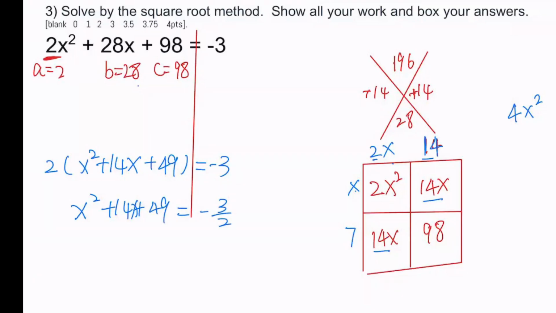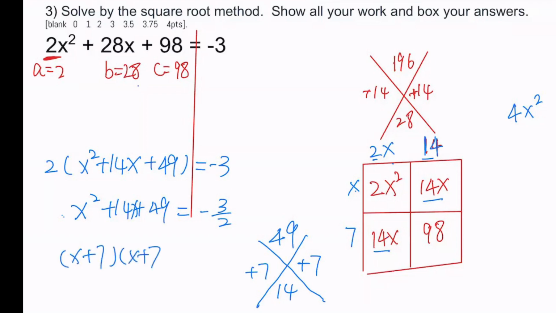Okay, and then we just need to do the x here, because it's 49 and this is 14, right? So we know it's a positive 7 and 7. And since the a value here is 1, we don't need to do the box. So this is x plus 7 times x plus 7 is equal to -3 over 2. And then it's just the same step as what we have here. So it's x plus 7 squared is equal to -3 over 2.